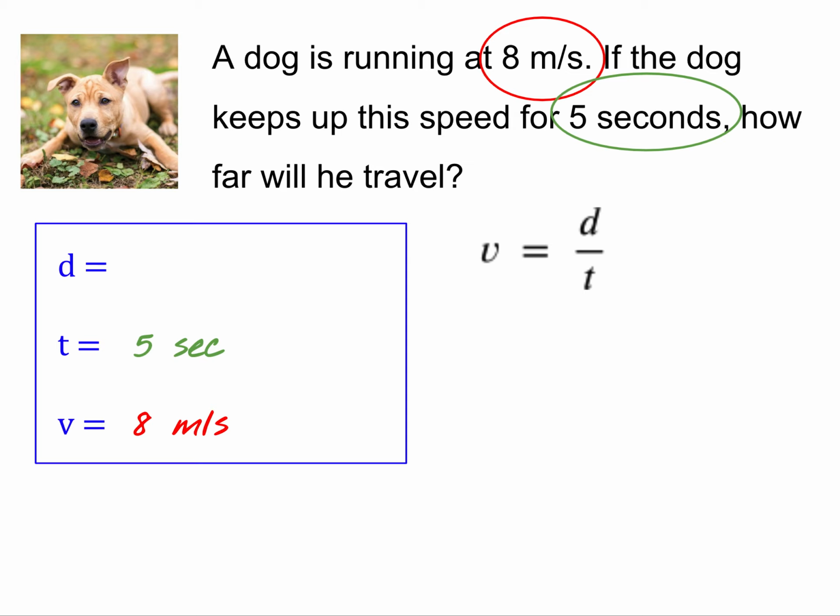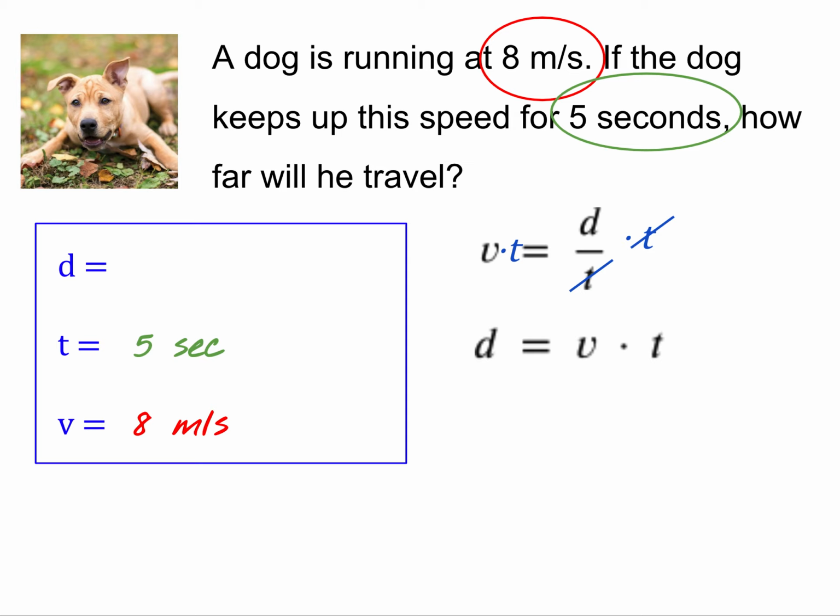Let's do a little work on the equation itself. We're going to do a trick from algebra where if we want to get rid of a fraction, we can multiply both sides of the equation by what's in the denominator. So I'm going to multiply both sides by t, and on the right-hand side, the t's cancel out. And then we can write this a little bit differently. The d is now by itself, and on the other side, the v is being multiplied by the t.